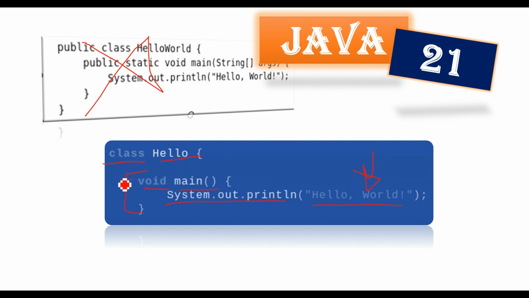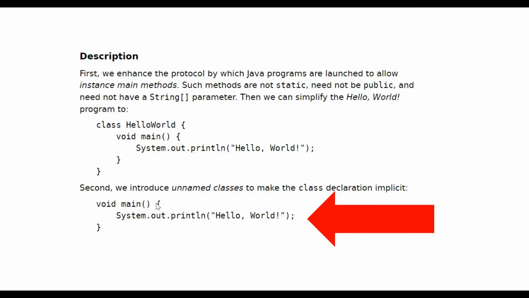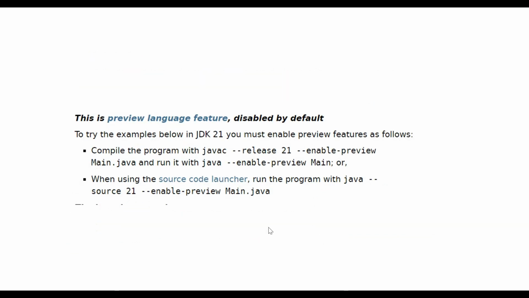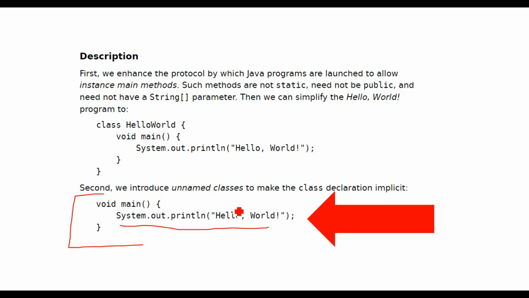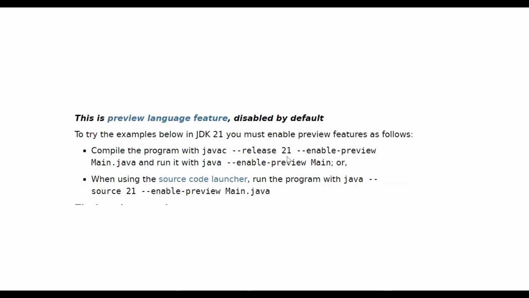Now with the help of that, you can see we just have to write two lines of code, and there is no need to worry about public static and string arguments and many more. So here you can see the way it's going to work in Java 21: void main, System.out.println, and Hello World, without a class, using an unnamed class. If you want to use a class name, then you can use class, the name of the class, and then void main, System.out.println, and Hello World.